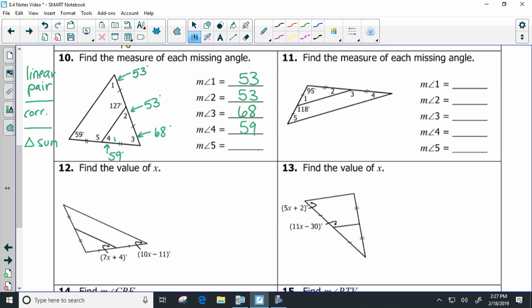And for number 5, here's another linear pair, so they have to add up to 180. If I do 180 minus 59, I get 121 degrees. So using linear pair, corresponding angles, and the triangle sum theorem there. Very similar for this next one, question number 11. I'm going to find angle 1 first. I have this linear pair with 118. So if I do 180 minus 118, I get 62.